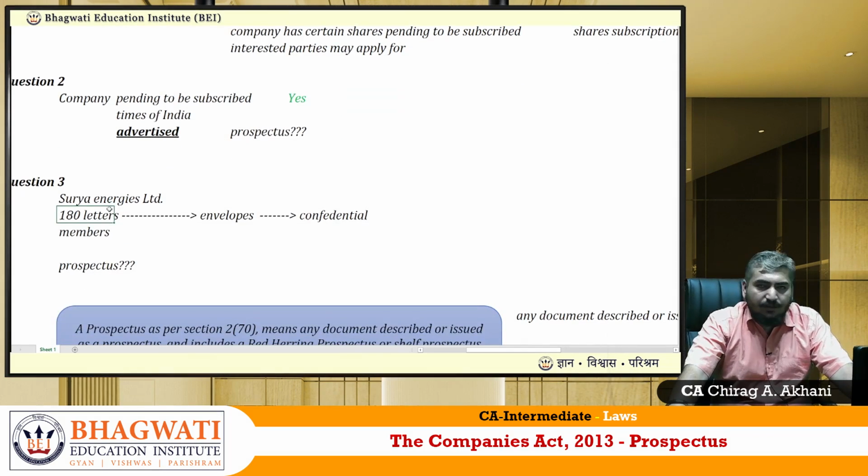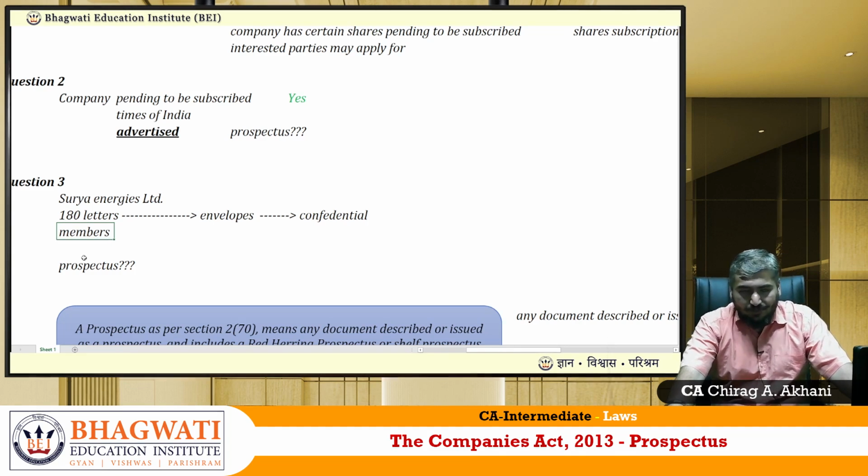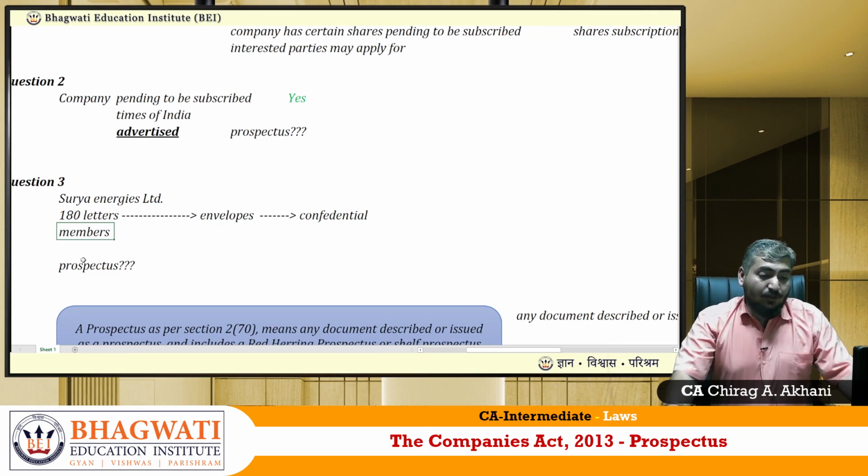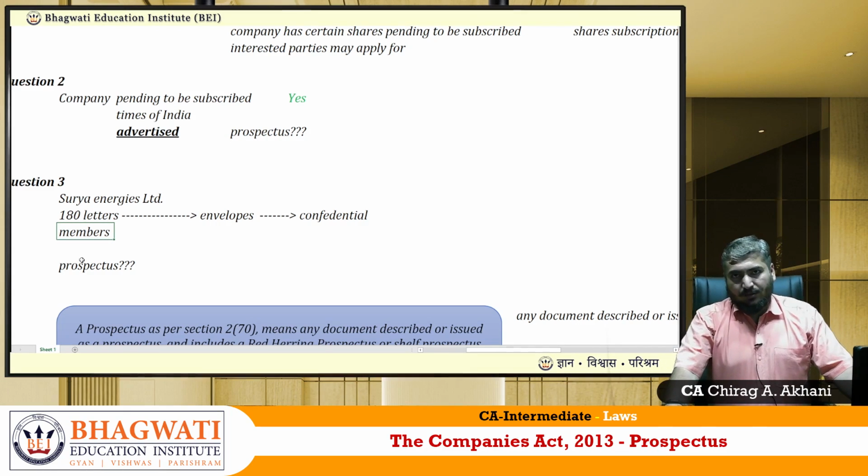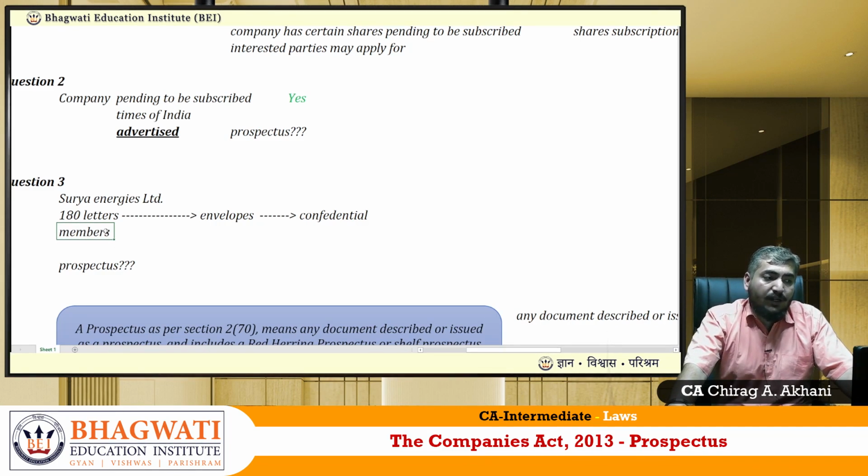The third question is Surya Energies Limited. 180 letters are issued to members requesting them that some shares are pending. But here the question comes: is it a public invitation or a private invitation? It depends upon who can accept it. If there is no limit on the acceptance and anyone could accept it, it is a public invitation. Or if only the invitees can accept it, it is a private invitation. From the given facts of the question, how would you come to know that it is only members or anyone apart from members? Look, guys, in this question, what hint is given?